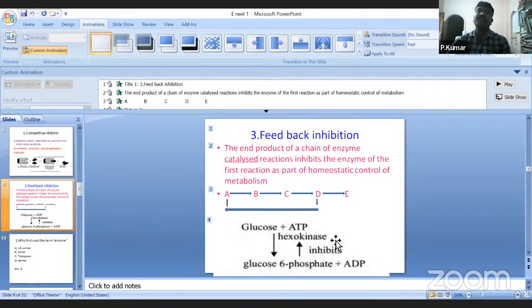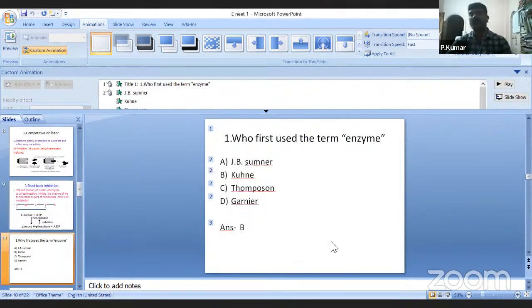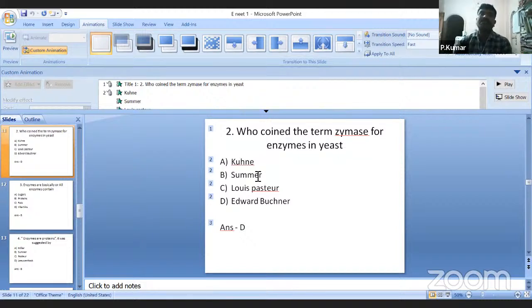Okay, now we discuss some bits. Who first used the term enzyme? Already yesterday we completed that. The enzyme term was coined by which scientist? Kuhne. So which scientist? Kuhne. Sumner is not there. So the first correct answer is Kuhne.